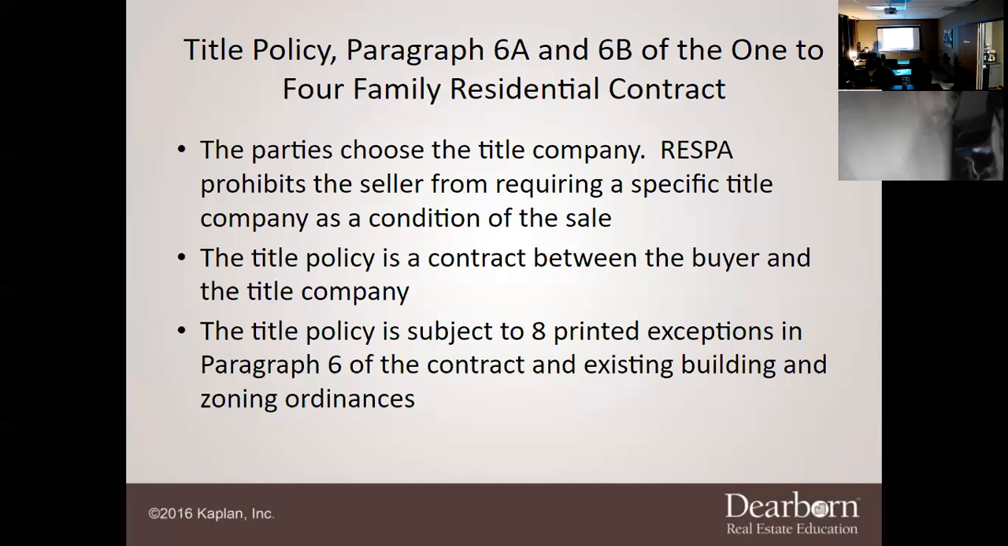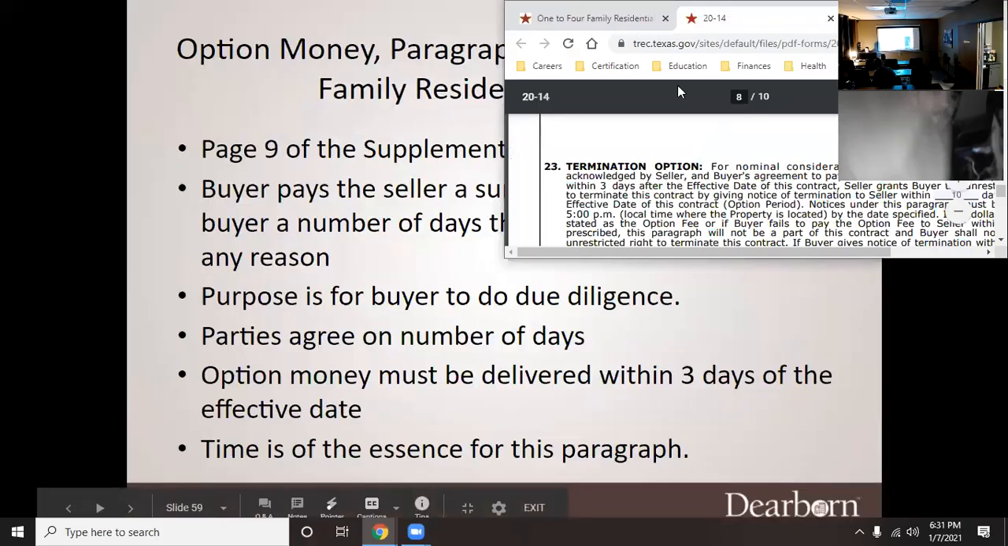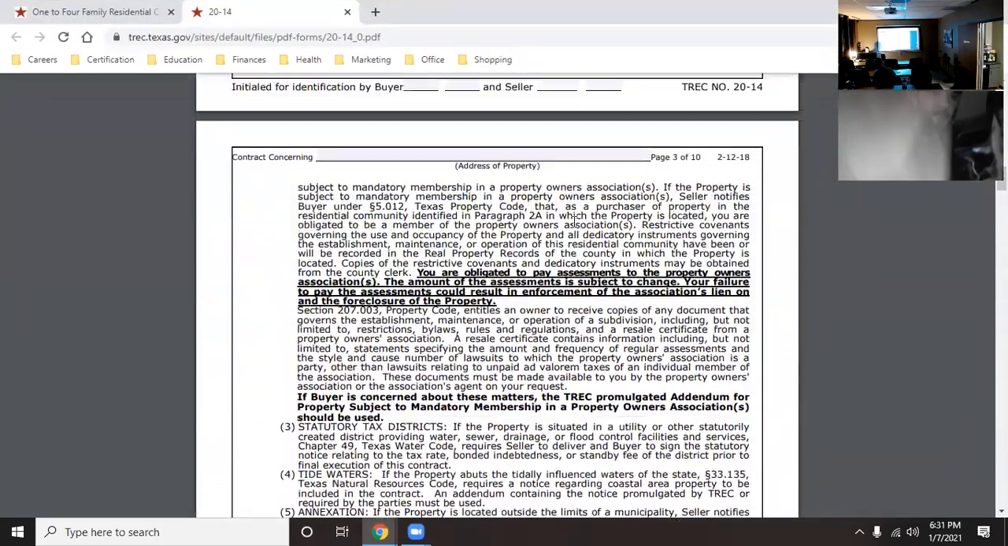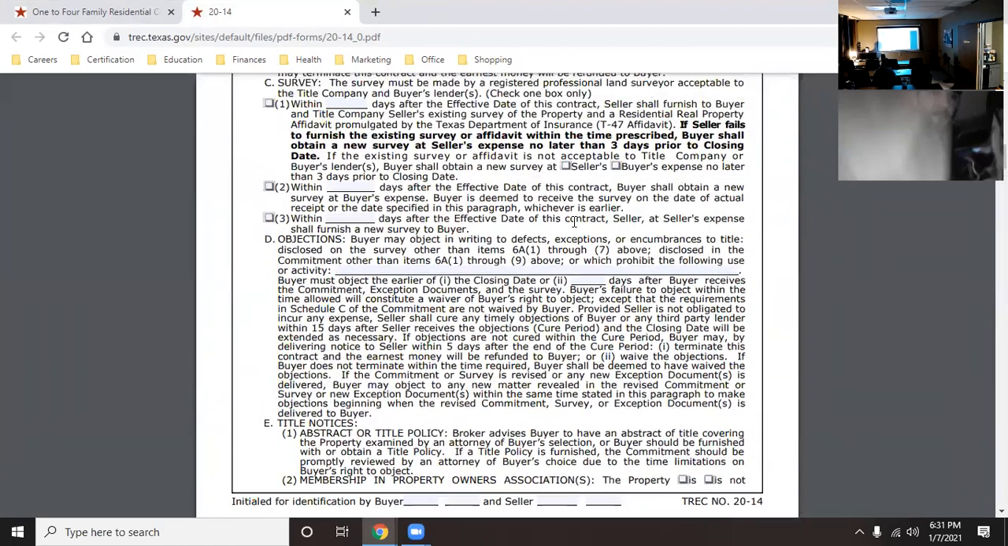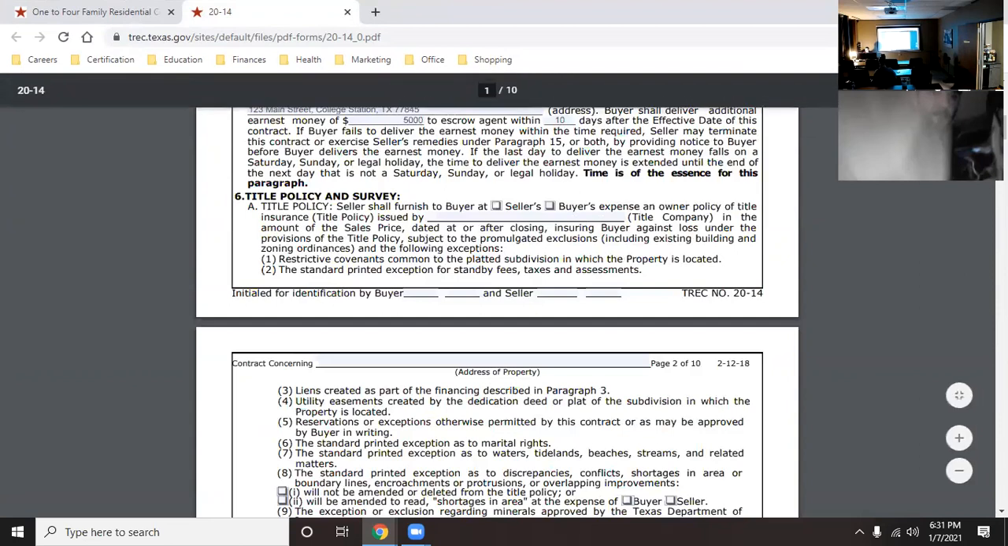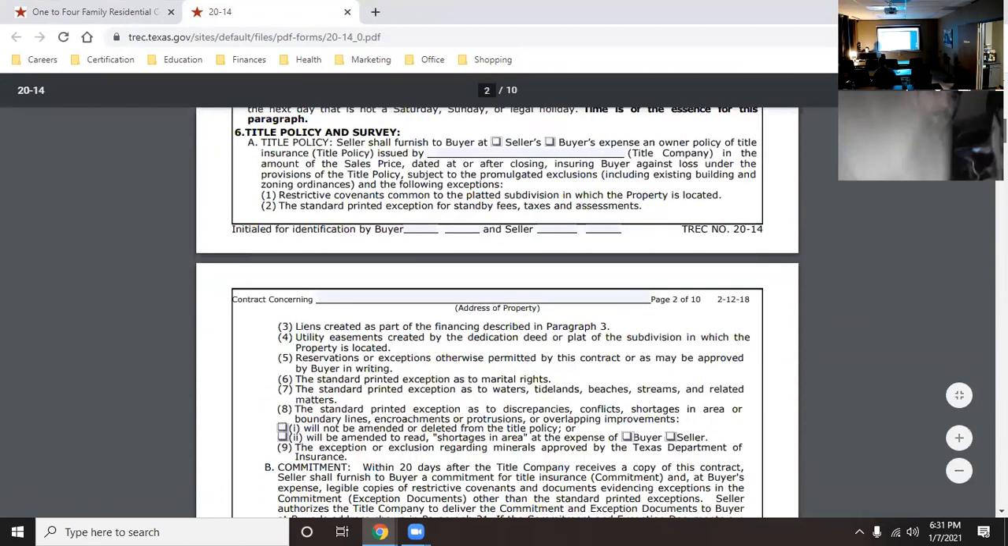Title policy is subject to 8 pre-printed exceptions in paragraph 6 of the contract, including existing building and zoning ordinances. So if you jump back up to 6, you'll notice that 6 covers a lot. We're not going to read 6 verbatim. That's something y'all can go home and read tonight. I know y'all all want to go home and have reading homework.